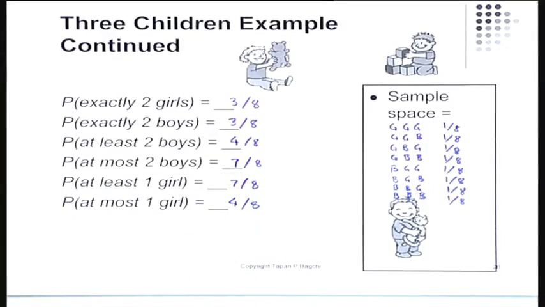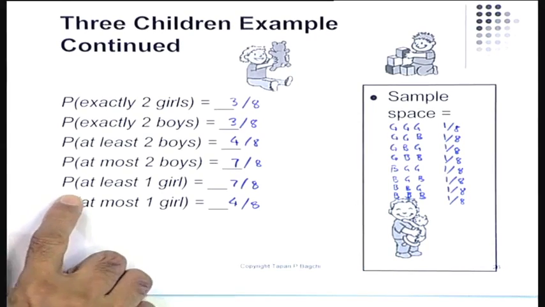So that will be boy, boy, girl, girl, boy, boy, or boy, girl, boy. If you add them all up, it turns out to be 7 divided by 8.